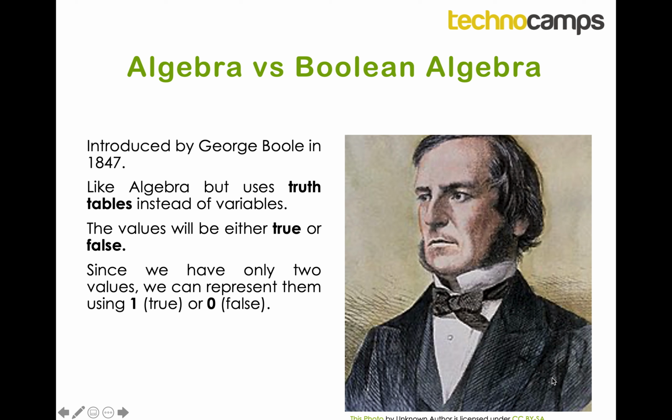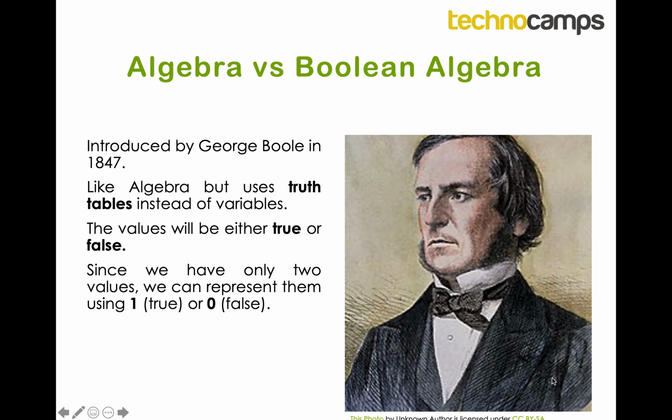You cannot say there are 10 chocolates. You can say there is a chocolate or there isn't a chocolate. Okay? So it's always going to be true or false. And you can represent the true or false using 1 for true and 0 for false. So it's easy. You don't have to write true everywhere. You can just say 1. So if I say 1, that is equal to true, and 0 is false. Okay.